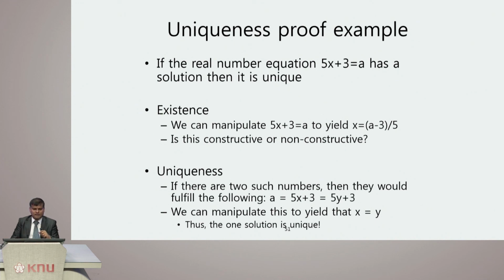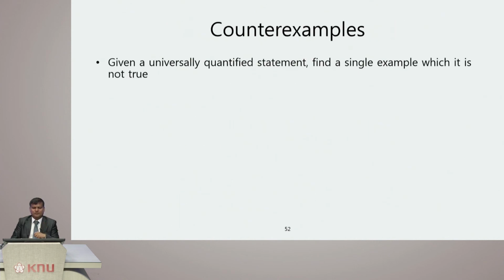If there are two such numbers that fulfill the following condition, that is a equals 5x plus 3 equals 5y plus 3, we can manipulate this to yield that x equals y. Thus the solution is unique because x and y are equal here, and we are talking about only one solution because it's a uniqueness condition.